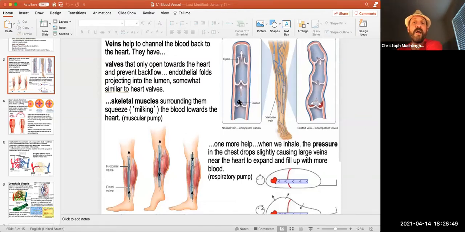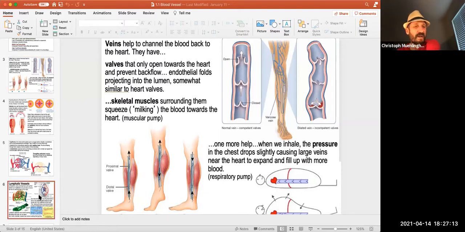I already talked about, we have valves that help the blood not fall back down. And then also when we inhale, the pressure in the chest drops slightly, causing veins near the heart to expand, which then fills them up and sort of suctions the blood upward. That's kind of an interesting one. That's sort of the last mechanism, but they're not as strong as a heart.